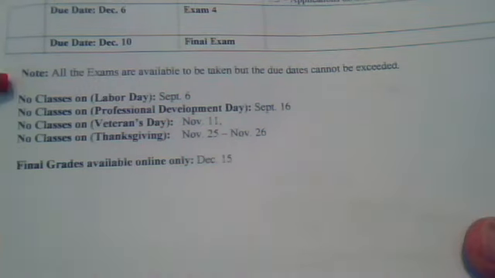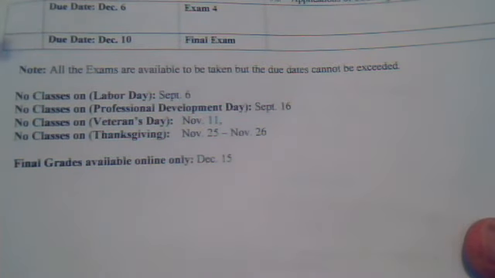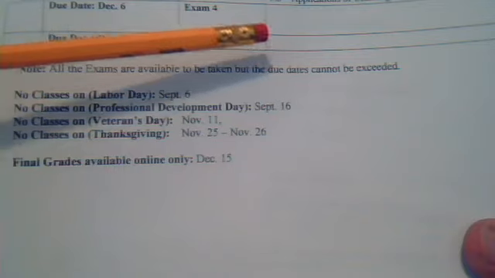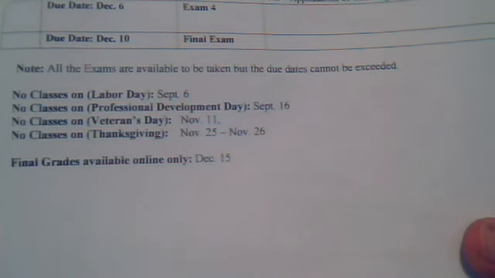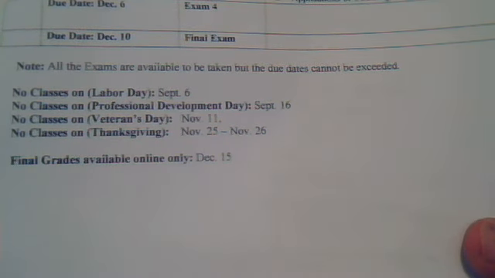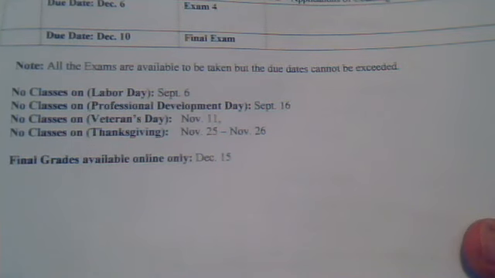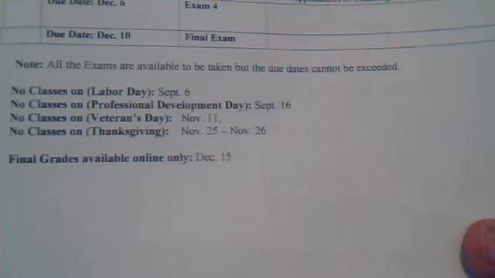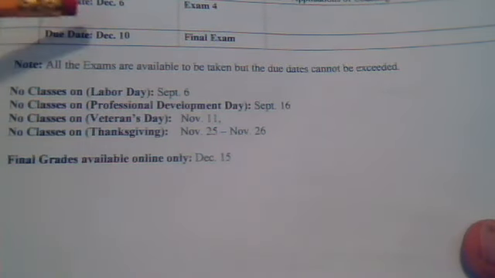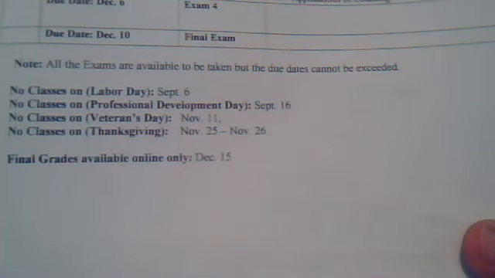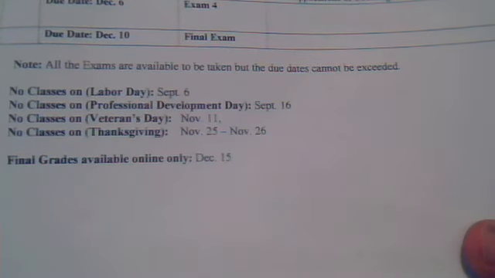This is very important. Right from the beginning of the semester, all the exams are available to be taken, but the due dates cannot be exceeded. In other words, if you want to do all the exams, including the final, you could get them done in 4 weeks if you want to. It's up to you. But don't exceed the due dates. The homework is due the last day of school, which is December the 10th. So that's when the homework is due. All the homework is available. You could pace yourself. Just make sure you get it all done by December the 10th.